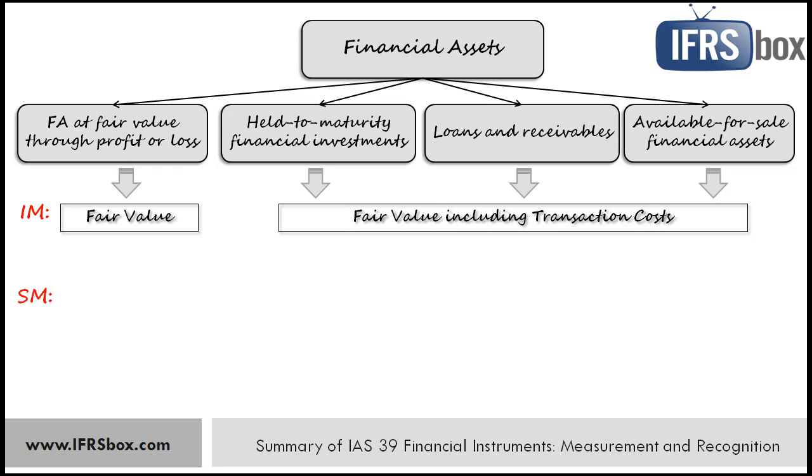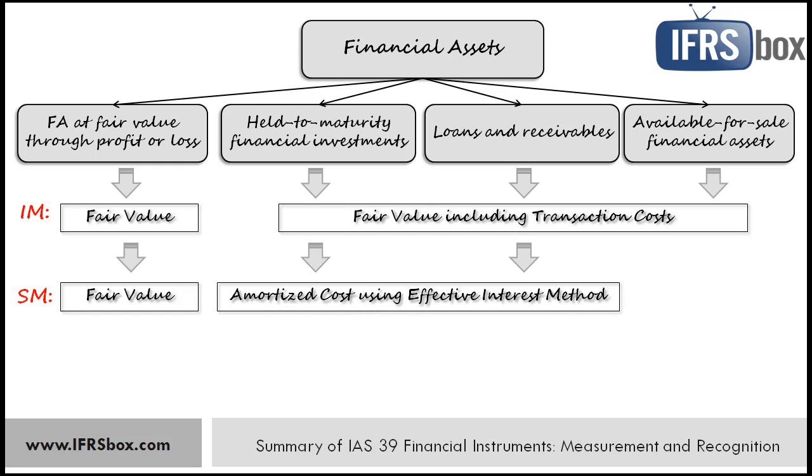Subsequent measurement means, simply speaking, the amount in which the financial asset is carried in the financial statements after its recognition, for example in the second, third year, and so on. Financial assets at fair value through profit or loss shall be remeasured to their fair value. Held to maturity financial investments and loans and receivables shall be carried at amortized cost using the effective interest method. And available for sale financial assets shall be remeasured to their fair value too.